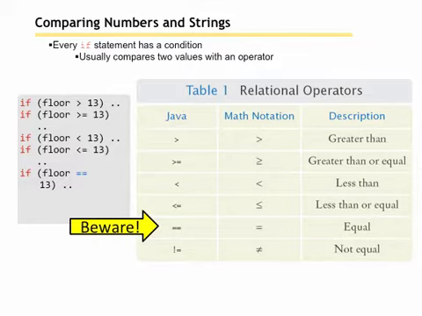Beware the double equal sign. The single equal sign is the assignment operator. The double equal sign is the relational operator testing for equivalence. You want to make sure when you're testing for equivalence that you use 2 equal signs rather than 1.